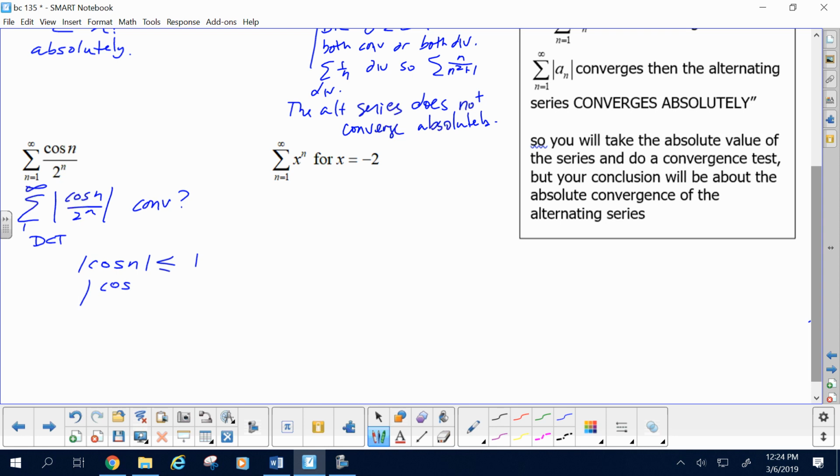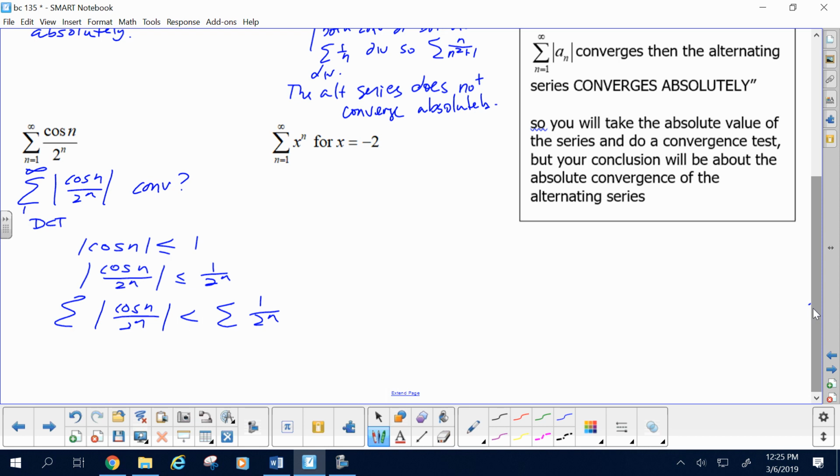So if I divide both sides by 2 to the n, I could do that without fear of the inequality changing, because obviously that's positive, so we're cool. And therefore the sum of all those cosine terms is less than the sum of all those 1 over 2 to the n's. I suppose you could have absolute value on the right and it wouldn't hurt anything. I didn't write it, but you could. And what do we know about this series? It converges, all right? So they're both positive term series, one less than the other, and the larger converges.